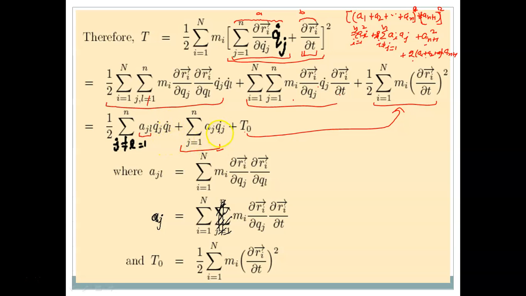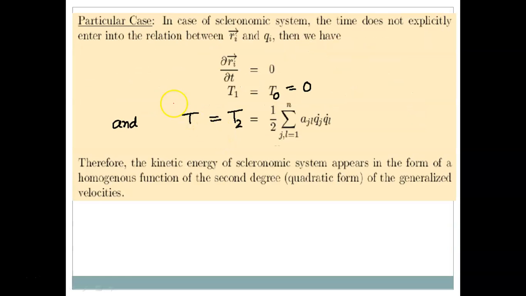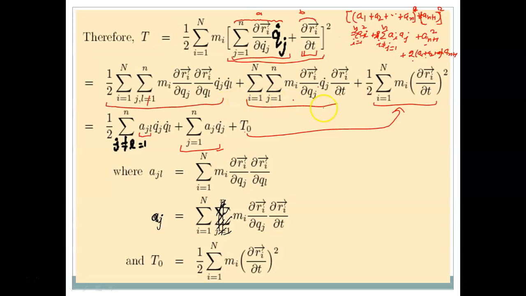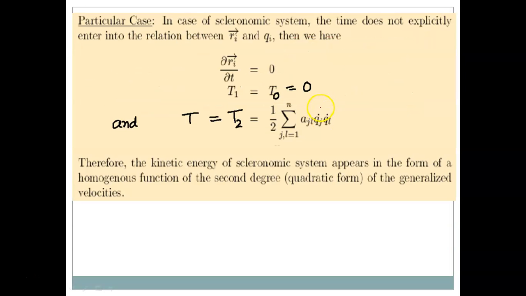That is why it is a quadratic expression. Further, in the particular case of a scleronomic system, the time does not occur explicitly in the relationship, and therefore del Ri by del t comes out to be 0. And when this factor comes out to be 0, this part becomes 0, that is T0 becomes 0, and this part also becomes 0, that is T1 also becomes 0. So we are left with only T2, and T2 is equal to a_jl q_j dot q_l dot.